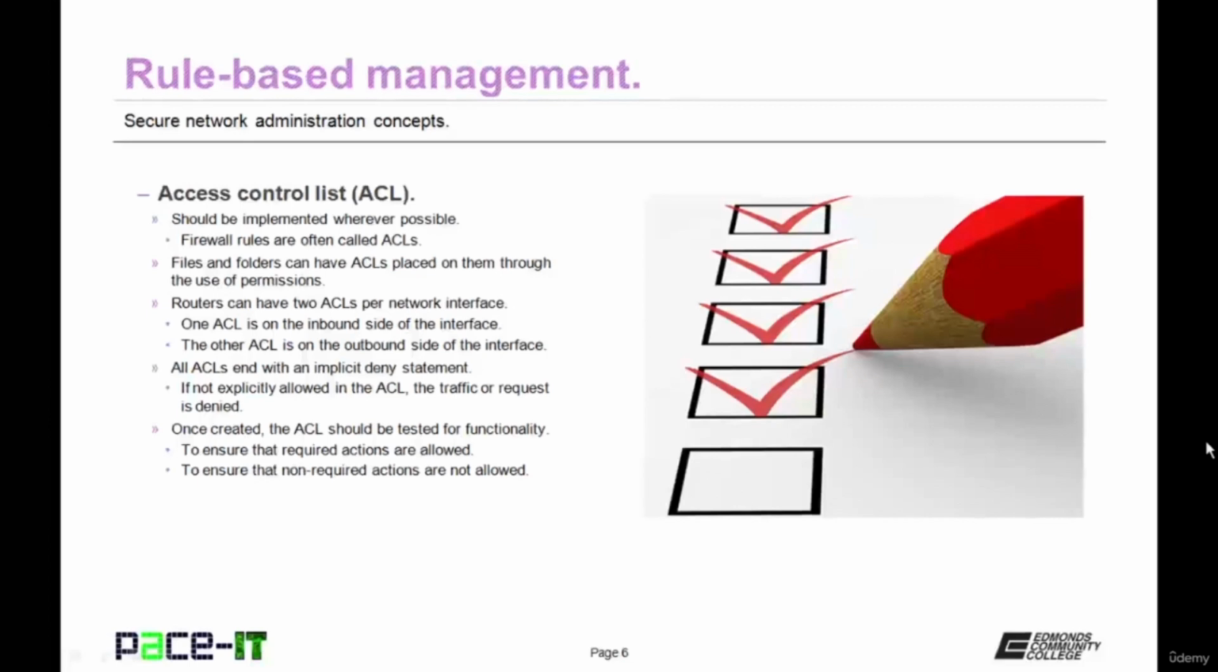One ACL is on the inbound side of the interface, the other ACL is on the outbound side of the interface. And the 2 ACLs don't have to have the same rules. All ACLs should end with an implicit deny statement. As I said earlier, an implicit deny statement means that if it's not explicitly allowed in the ACL, the traffic or request is denied. Once created, the ACL should be tested thoroughly for functionality. That's to ensure that the required actions are allowed and to ensure that non-required actions are not allowed.